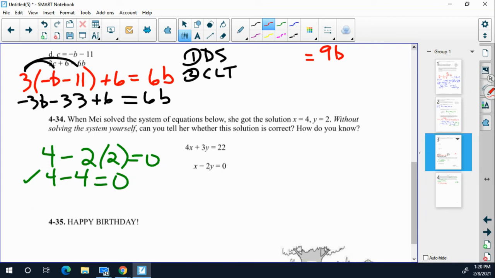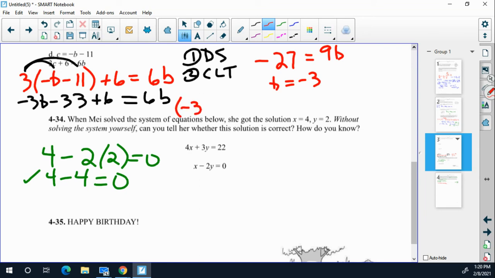Negative 7. Well, we take the sign of the larger, which is negative, and we subtract 33 minus 6, which is 27. That's correct. Now what do we do for our last step? Divide. Good, by 9. So what is B? Negative 3. Right. We're not done yet.